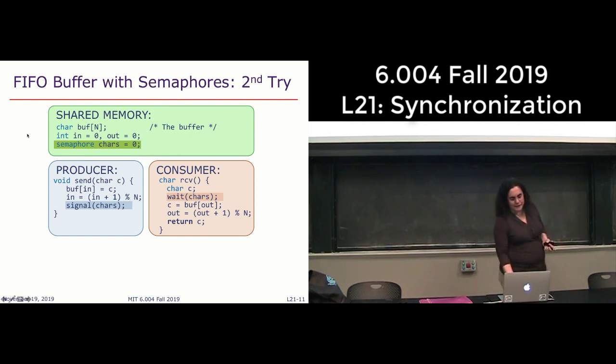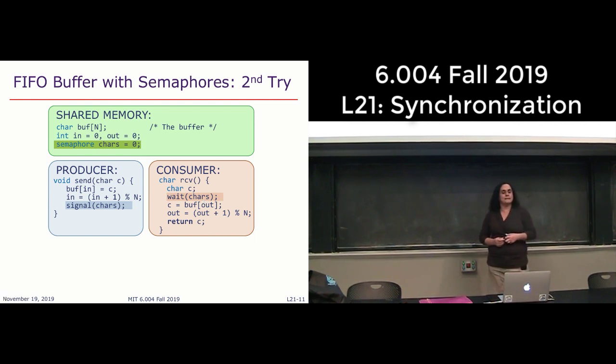Well, what do I have here? I've got a semaphore, let's call it characters, which is going to represent how many characters are in my buffer. And initially, that number is 0. Okay, so initially I have no characters in my buffer. And the way this code is going to be modified is I'm going to have a signal characters call at the end of my producer code, and a wait characters call at the beginning of my consumer code.